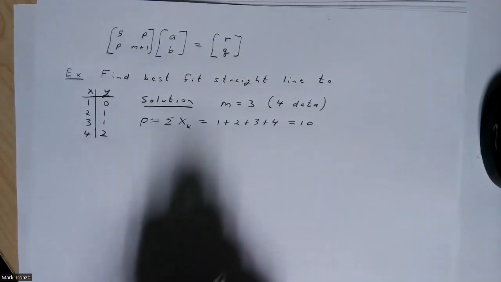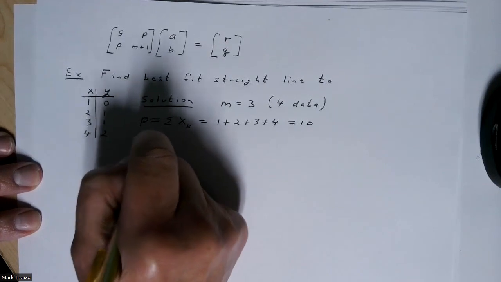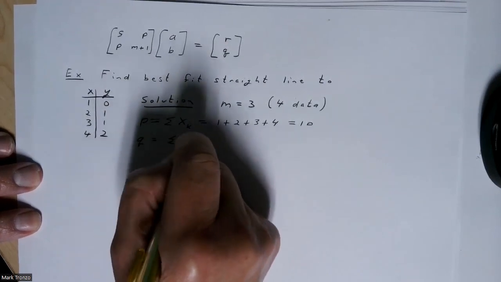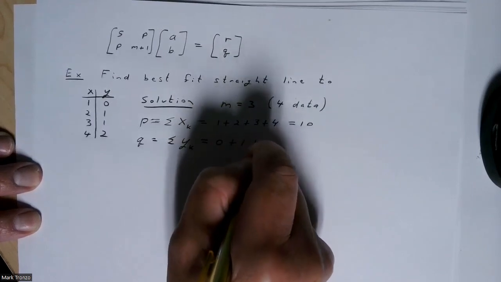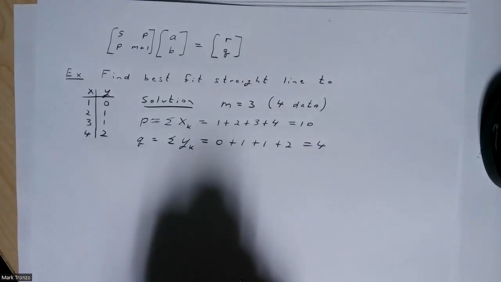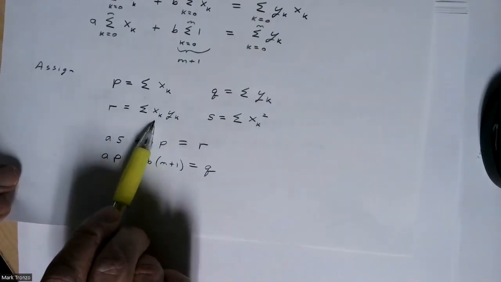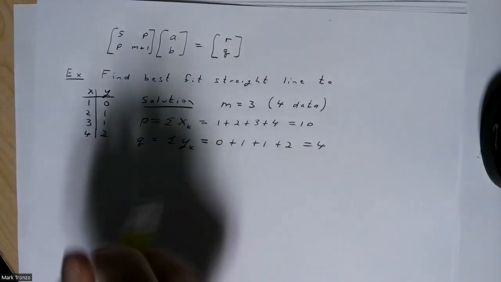And then we're going to need our Q values. That's just summing up the Y values. That's going to be 0, 1, 1, 2. Looks like that's going to be 4. Then we're going to sum up the X times Y values. That's going to be our R.